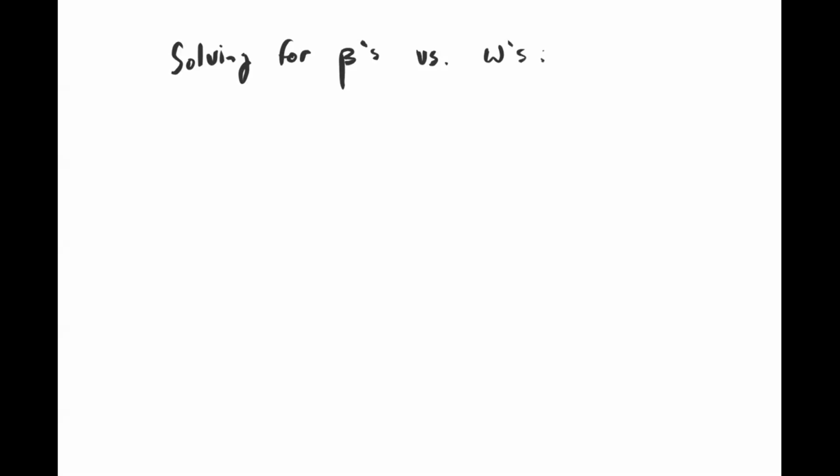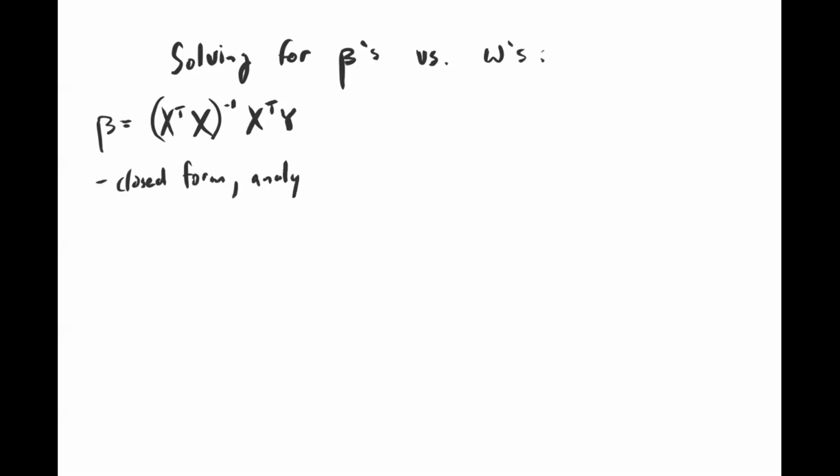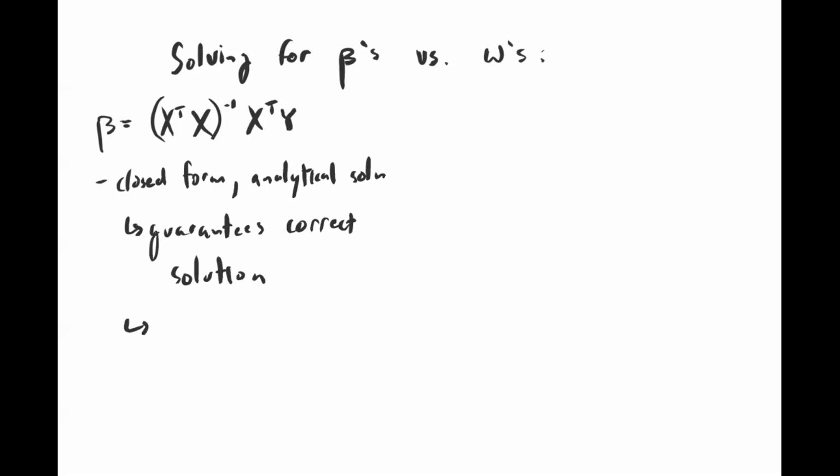So in a linear regression, we have something like an equation here. So we briefly mentioned this a few times throughout the class, and if you've taken any sort of regression class, you've probably covered something like this. And this is a closed form analytical solution. So this guarantees a correct solution, and it is fast in theory.